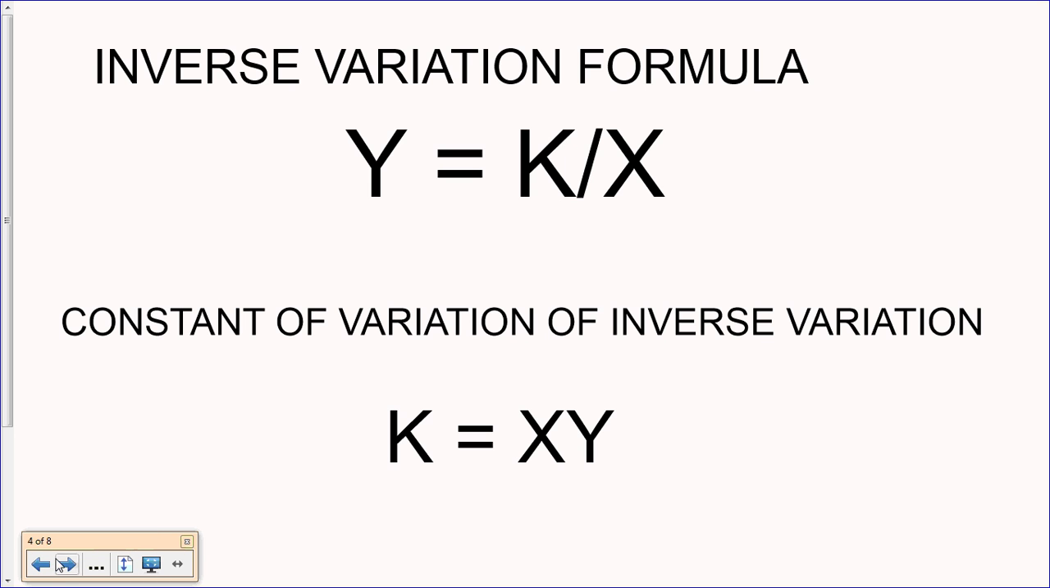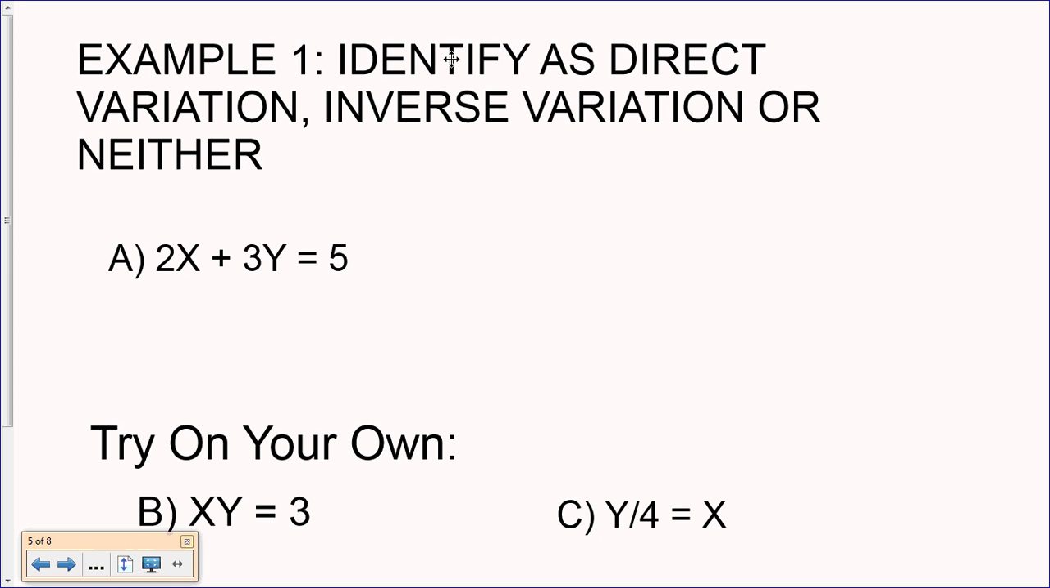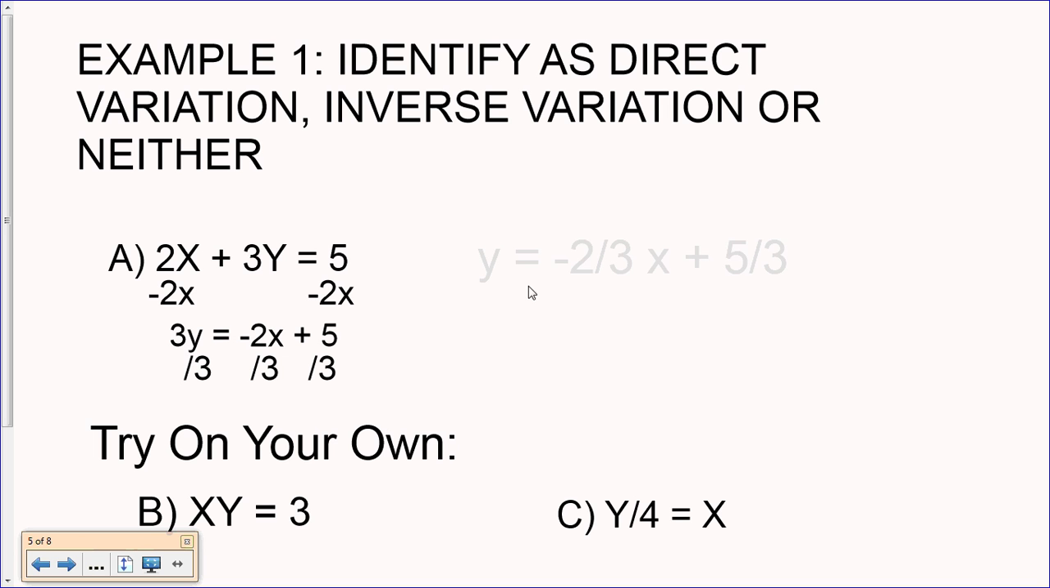Alright, so let's go ahead and try some problems. Example 1, identify if it's direct, inverse, or neither. Okay? So just like with direct, we're going to have to get y by itself here. So we have to go ahead and subtract 2x from both sides. So now we have 3y equals negative 2x plus 5. Now we have to get y by itself, so we divide both sides, like everything, by 3. We end up getting y equals negative 2 over 3x plus 5 over 3.